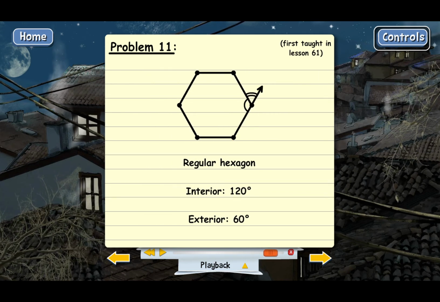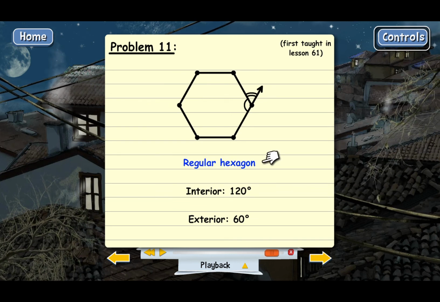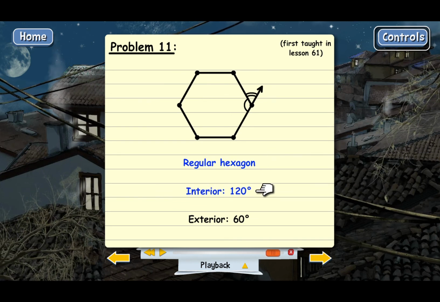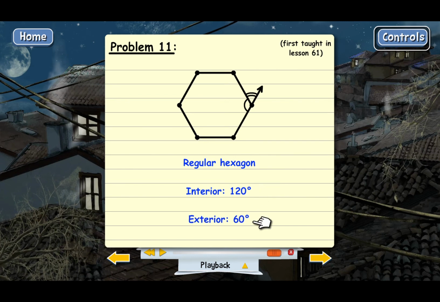But the answers to problem 11 are, it's a regular hexagon. The interior angle has a measure of 120 degrees. The exterior angle is 60 degrees.